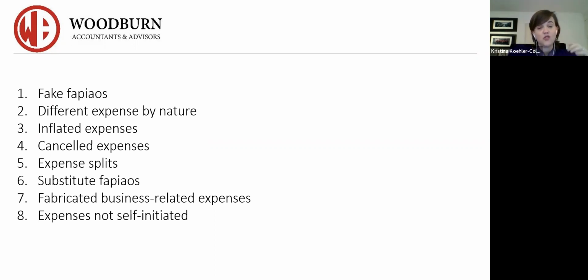But it's important to validate your Fapiaos and make sure that they are authentic and real, especially when your employees have freedom with allowances or expenses or whatever.